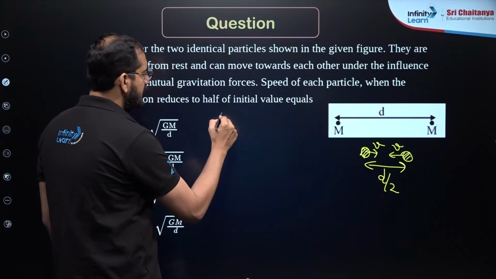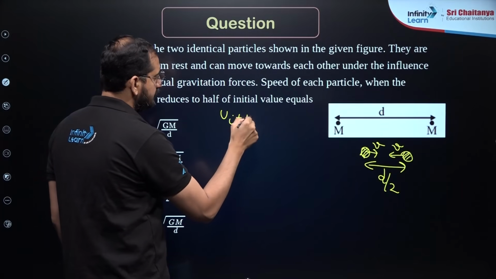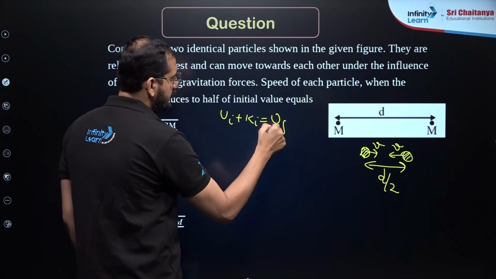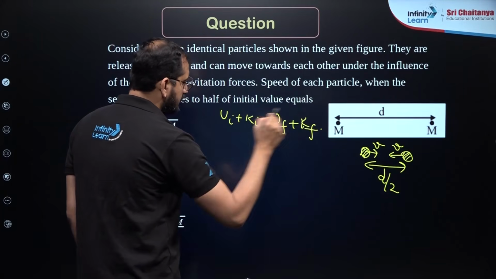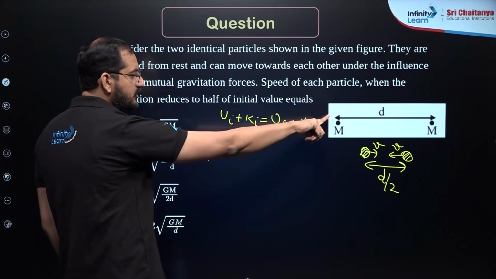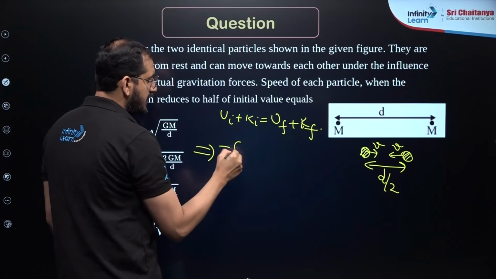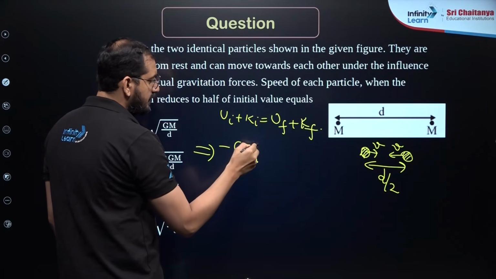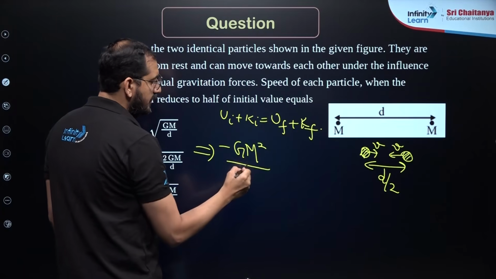Alright, let us write down conservation of mechanical energy. In my initial drawing, the initial energy I need to write down will be G into M square divided by the distance d.